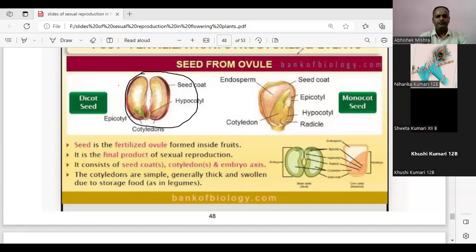Now, see, this is a dicot seed. The seed is a final product of sexual reproduction, ultimately the fertilized ovule. The outer covering of the seed is the seed coat. The seed consists of three main parts: the seed coat, which is a covering, the cotyledon, and the embryo axis. The cotyledon stores food.